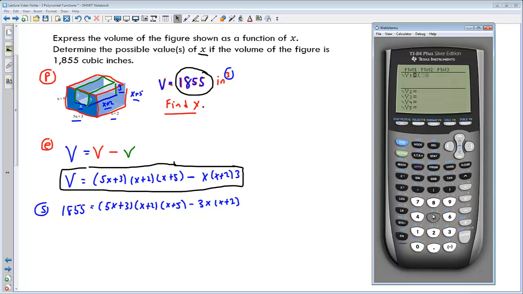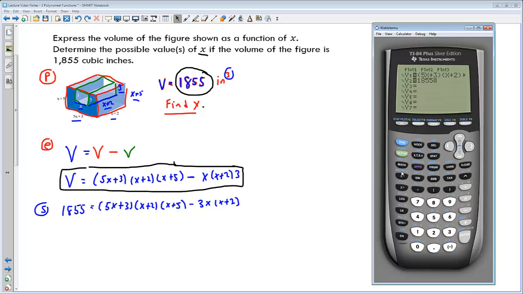So left parenthesis, we have 5x plus 3 in parenthesis, left parenthesis, x plus 2, and then left parenthesis, x plus 5, in parenthesis, and then minus, we have 3x, and then left parenthesis, x plus 2. So there's the formula. When we graph that, we get a graph of that formula. But we're also going to graph the left-hand side, the 1,855. And what we'll find is that there are two graphs, and we're going to find where they cross.